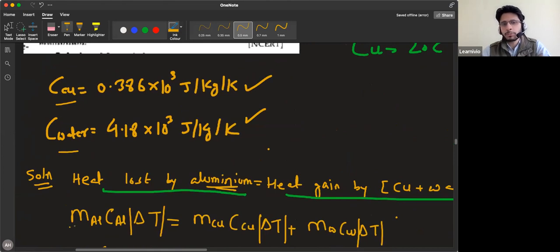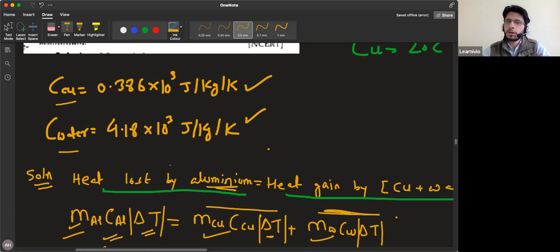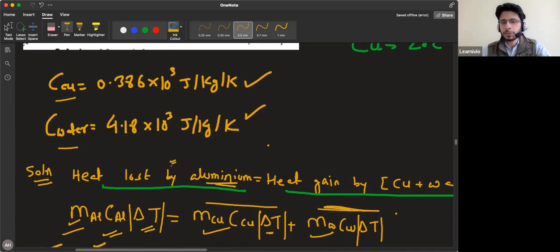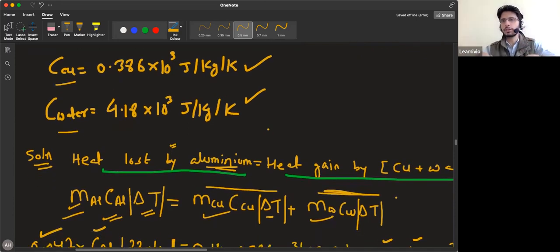Heat lost by aluminium is mass of aluminium times specific heat of aluminium times change in temperature, while heat gained by copper and water is mass times specific heat times change in temperature. This is for the copper and this one is for the water. I'm using modulus here because the change in temperature comes out to be negative. But since we have already decided that the left hand side is lost and the right hand side is gained, that negative sign is of no significance. It will just confuse you. That's why I'm using a modulus here.